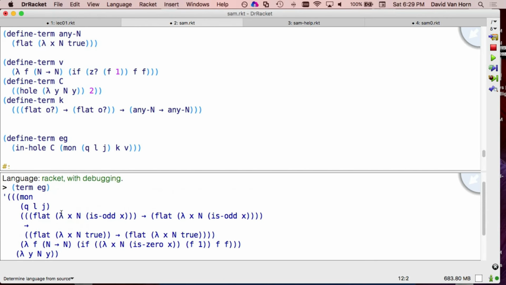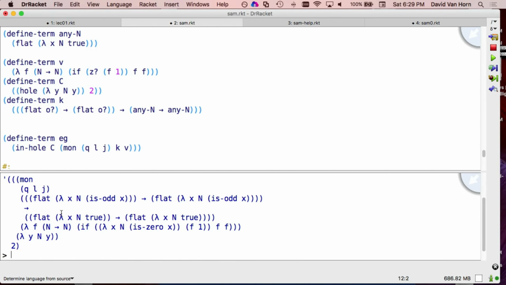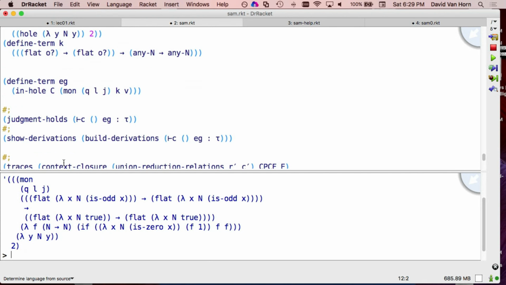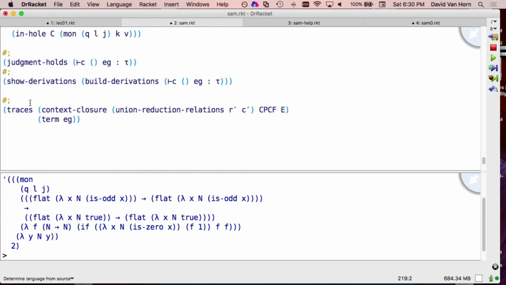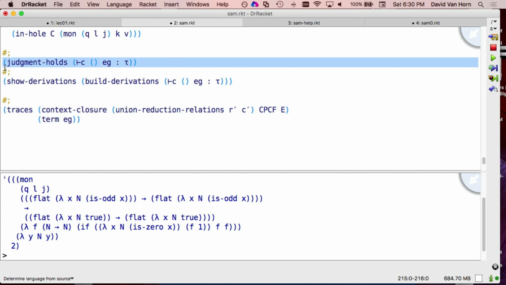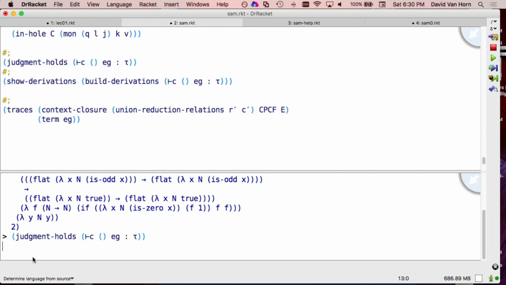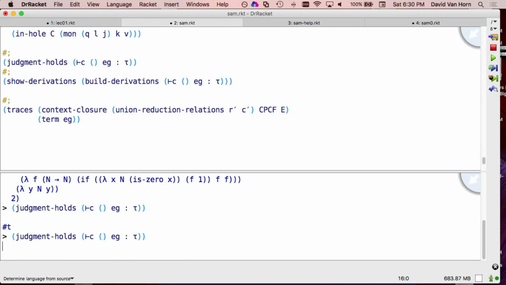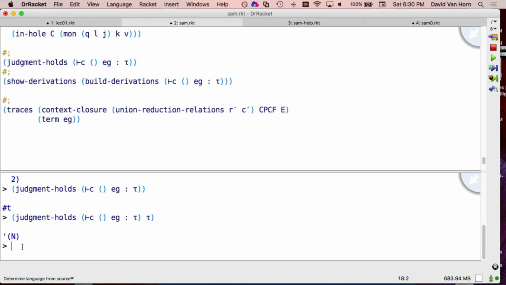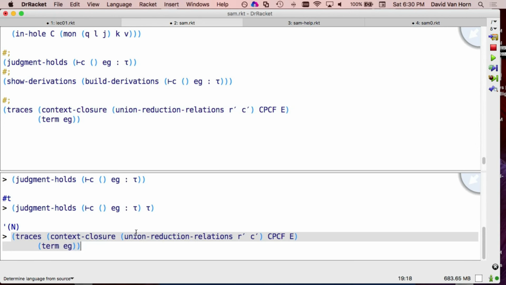If we look at this, this is the example spelled out. If we want to run it, we could maybe first check that it's well typed, and it is. If you want to know what the type of it is, it's NAT. And we could build the typing derivation, or we could just run the thing. So here, this is the code that I wrote while Sam was typing.